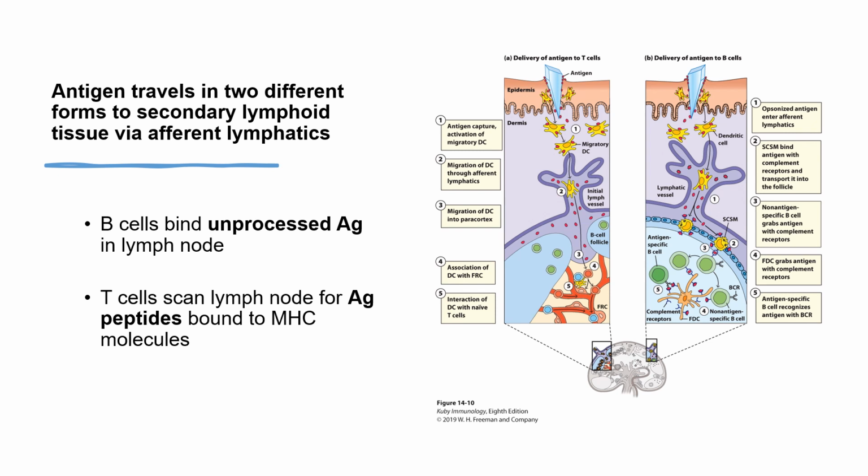And antigen has to travel to these lymph nodes or the spleen in two different forms. One as whole unprocessed antigen for B cells, and also as processed antigen presented in MHC for the T cells. So the B cells bind to unprocessed antigen present in your lymph nodes, and the T cells scan the lymph nodes for antigen in MHC.